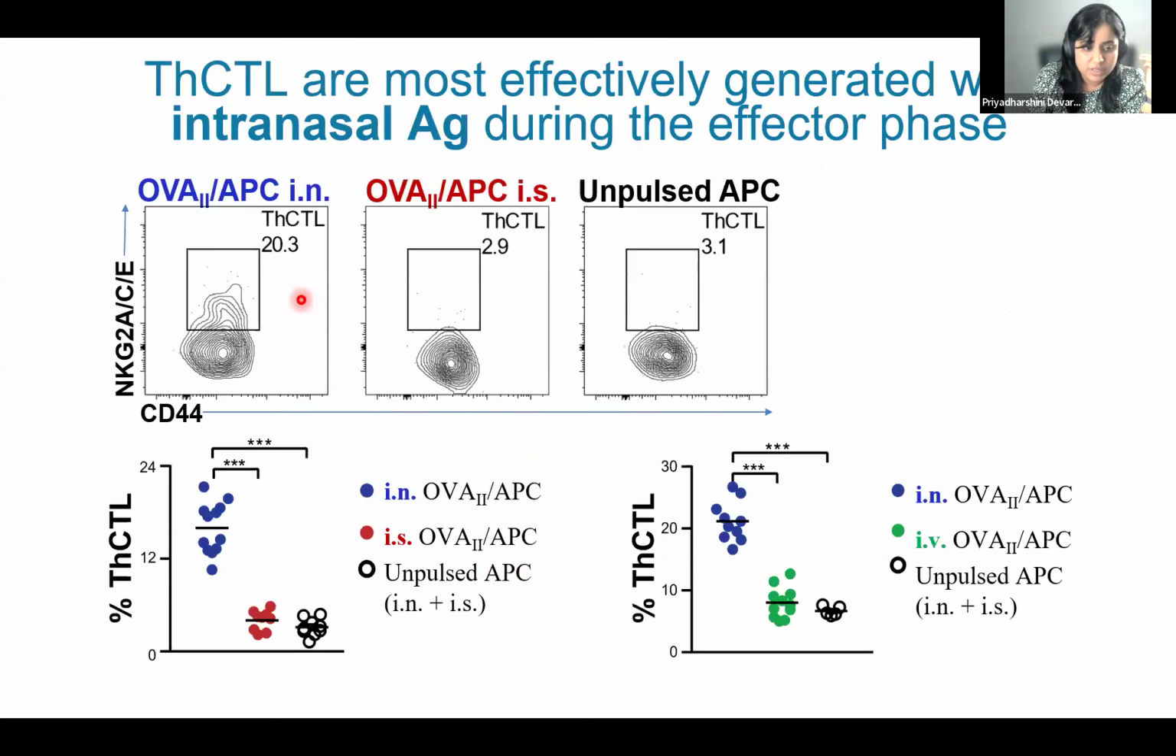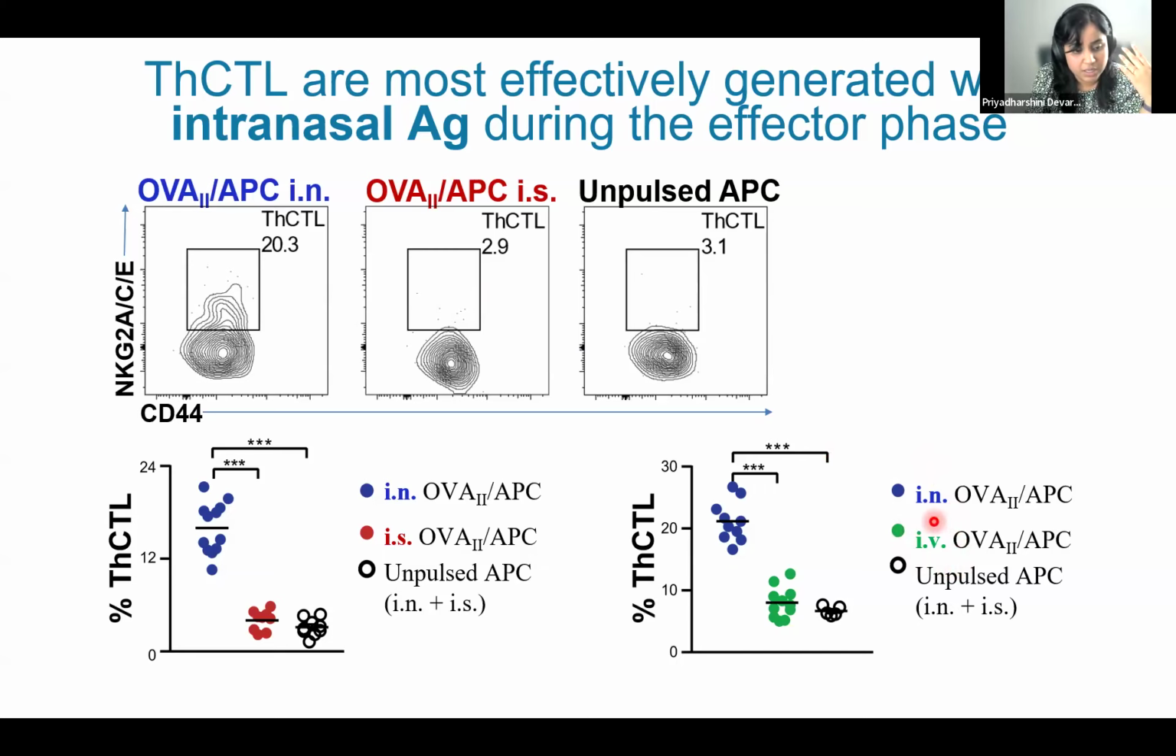And what we found is that THCTLs developed from CD4 effectors only when they saw antigen in the lungs, not when they saw antigen in the spleens before going to the lungs. And in fact, it was pretty interesting to us that it wasn't sufficient if they got intravenous antigen.